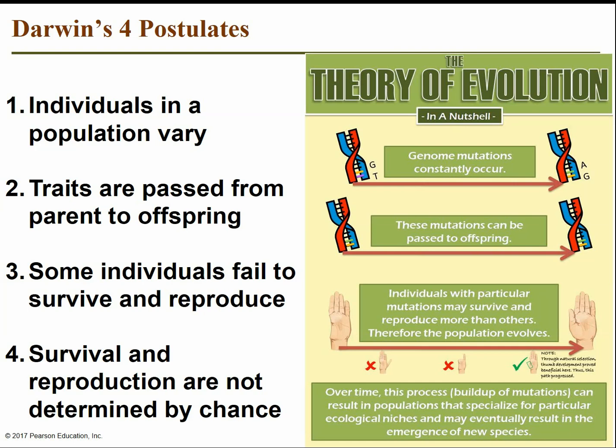Over time, this buildup of mutations results in a population that is very specialized for its ecological niche. An ecological niche is just its specific habitat and type of diet. Eventually this results in the emergence of new species, like we saw with the finches. Their beaks had changed to suit their particular diet on their individual islands.